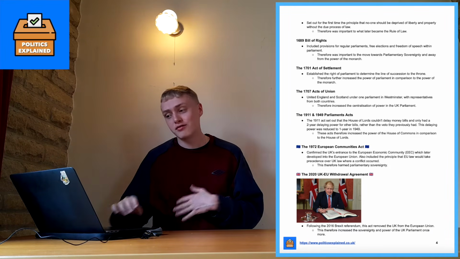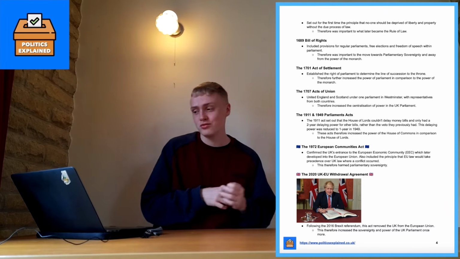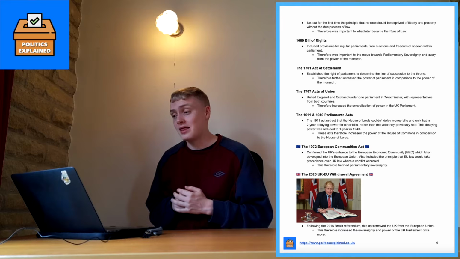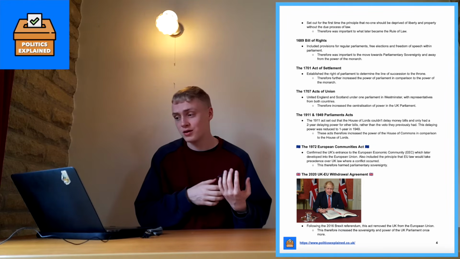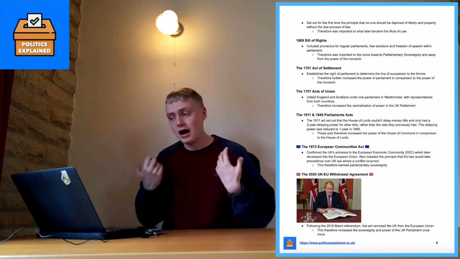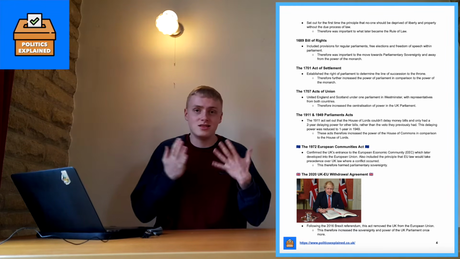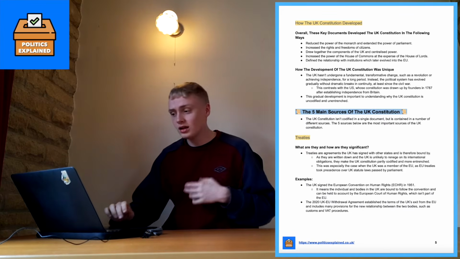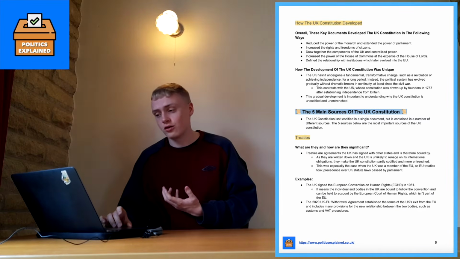And then the final one, kind of going against that, and the most recent one, is the 2020 UK-EU Withdrawal Agreement. This act removed the UK from the European Union, and therefore once more increased the sovereignty of Parliament and the power of the UK Parliament, because its laws could no longer be struck down in relation to EU law. So yeah, they're the key 7 historical documents.